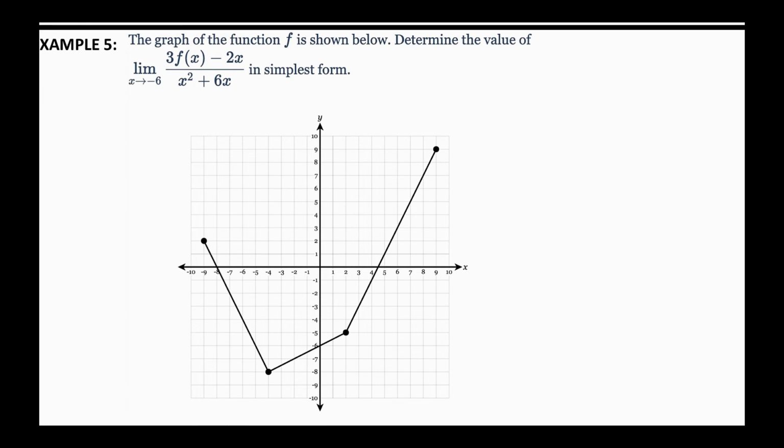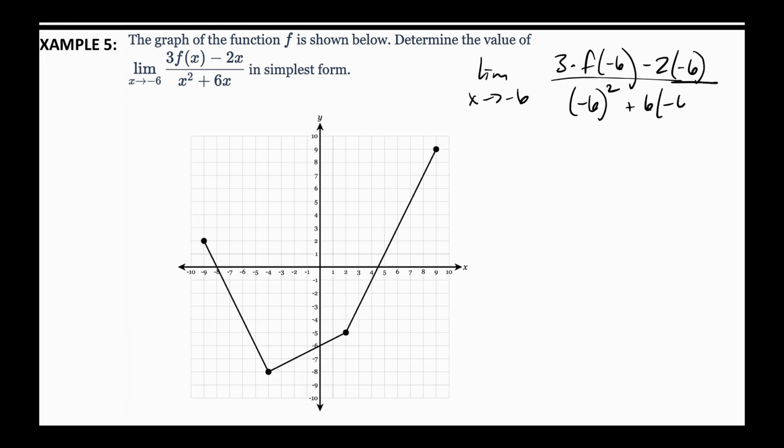When we're evaluating, first thing to do is plug in negative 6, right? So everywhere there's an x, I'm going to plug in negative 6 and see what happens. I might not even need to do L'Hopital's rule. So I get 3 times f of negative 6 minus 2 times negative 6 over negative 6 squared plus negative 6. Okay. Some of these I can evaluate really easily. Some of these I can't. All right.